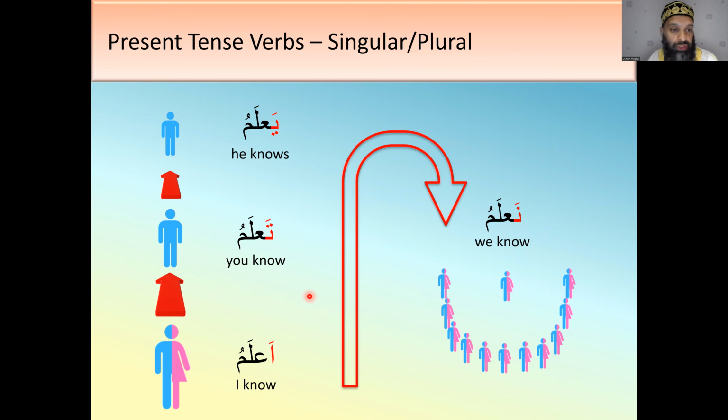Happy? So obviously we have to learn the table, but this is, inshallah, something you can use to help you learn the table. And for plural, you just go ta'lamuna, ya'lamuna. That's it. Ta'lamuna, ya'lamuna. Job done. How do you say she knows? That's level 2. Yeah, that's level 2.